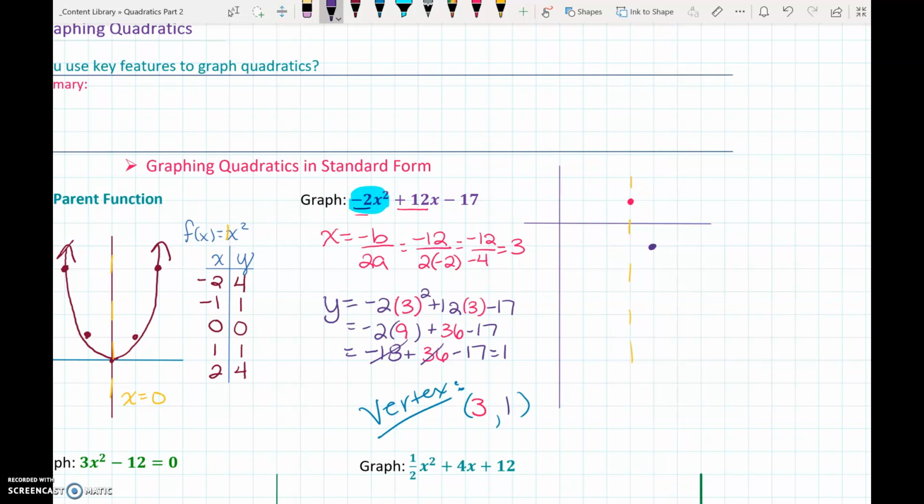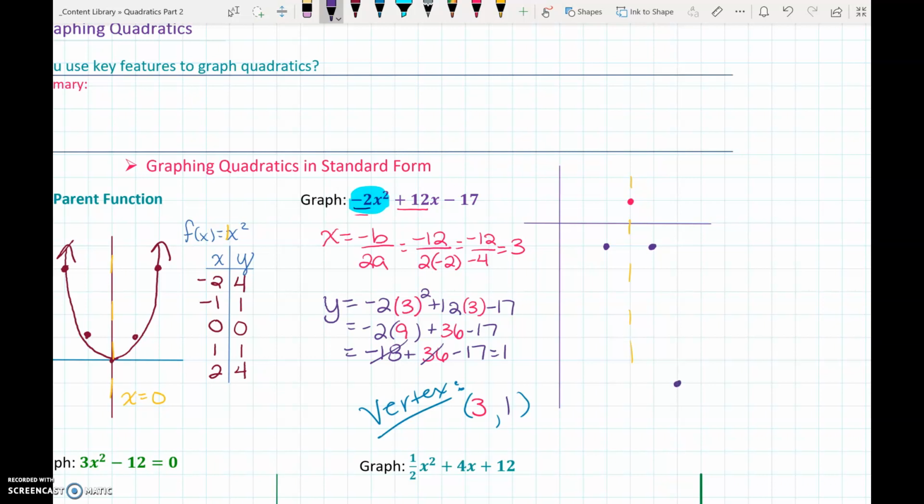Now if I go back to my vertex, and I can reflect it, let's say I want more than just these 3 points. So I'm going to go back and do it again. Putting my pencil back on my vertex, if I go over 2, I plug that in. 2 squared is 4. 4 times negative 2 tells me to go down 8.